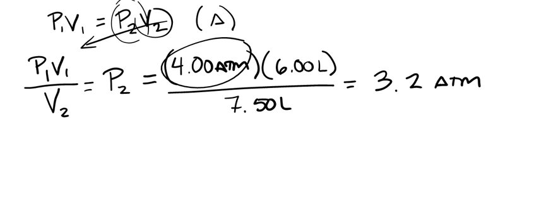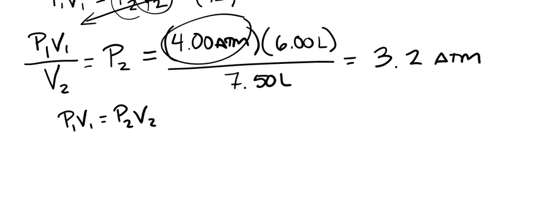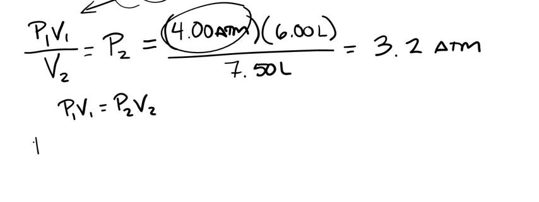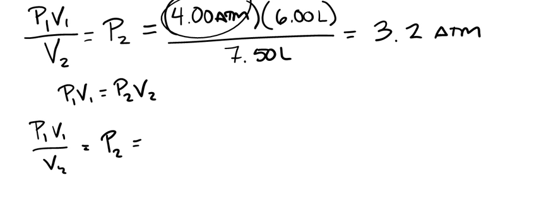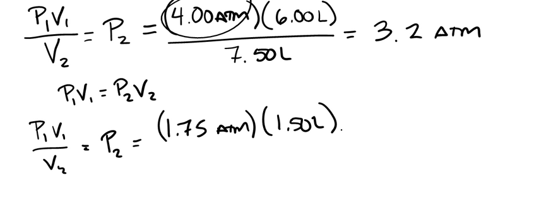We're going to do the same thing with gas B. So P1, V1, P2, V2. We know the same setup there for gas B, that we're looking for the final pressure. So we'll rearrange the variables as such and solve for P2. And our initial pressure for this gas was 1.75 and the volume was 1.5. So we need to make sure we have that. So 1.75 is our atmospheric pressure. And our initial volume for chamber B was 1.5 liters.